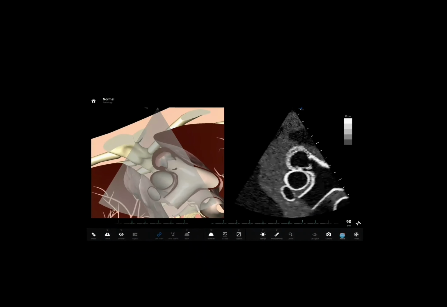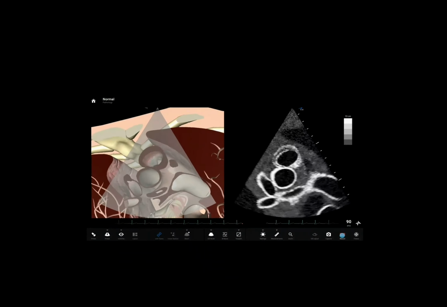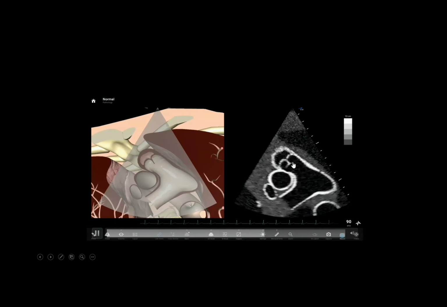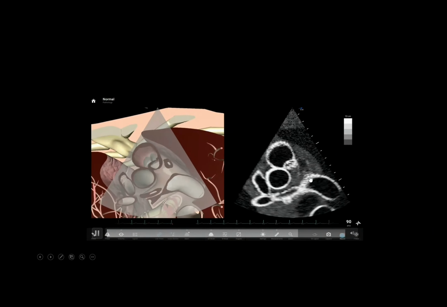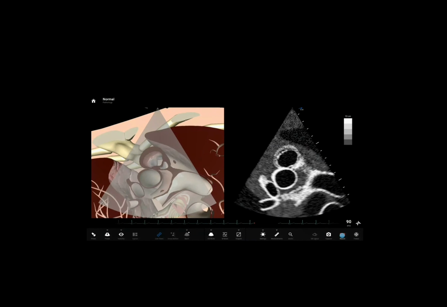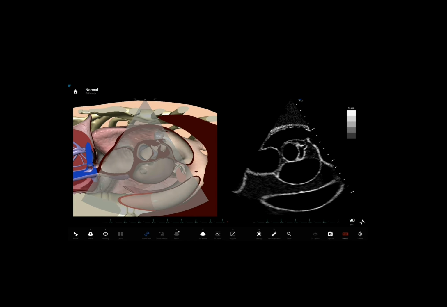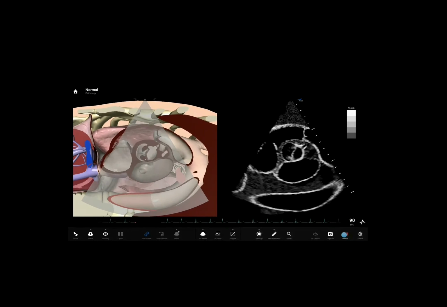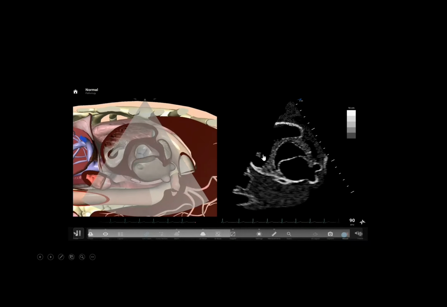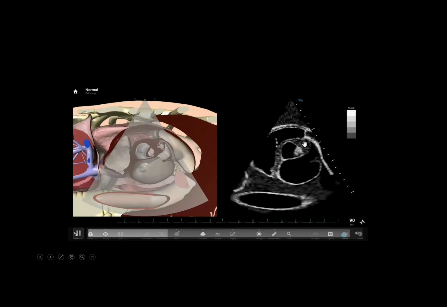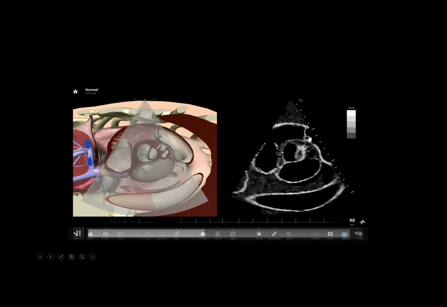Rocking the probe at the aortic valve level superiorly brings the pulmonary valve and the right ventricular outflow tract into view. At the same aortic valve level, rocking the probe superiorly, you can see the right atrium, right ventricle, and right ventricular outflow tract with the pulmonary valve.